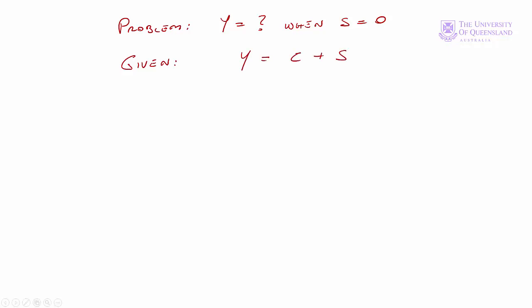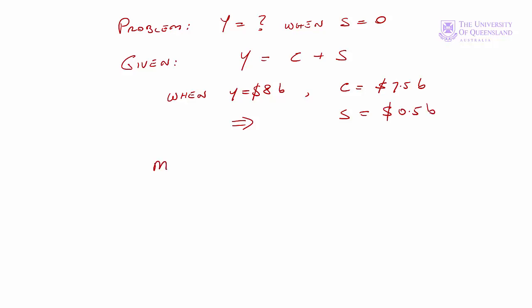The first thing to do is get all our information in a clear form. The problem is to find y when national saving is 0. We're given some information. Well, first of all, we know that national income is equal to consumption plus saving. That's an identity. When y equals 8 billion, consumption equals 7.5 billion. That implies when y equals 8 billion, saving is equal to 0.5 billion. We also have marginal propensity to save is equal to ds/dy is equal to 5 over y plus 2 squared.